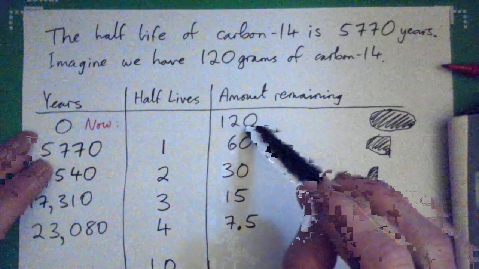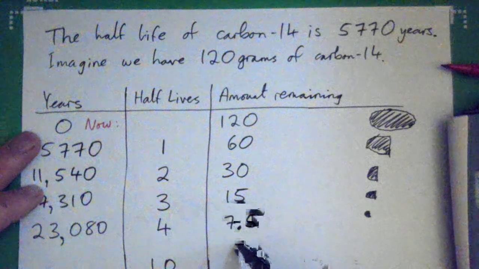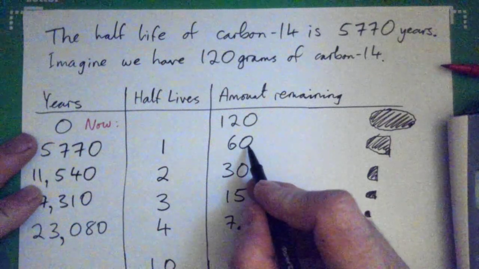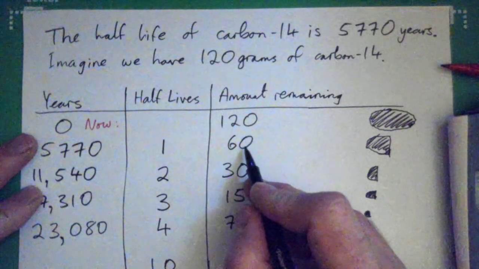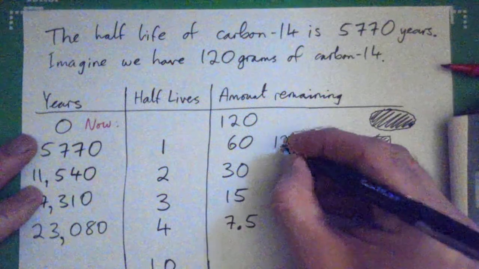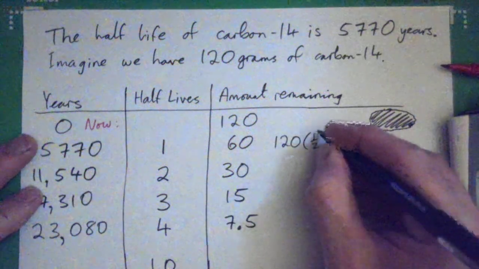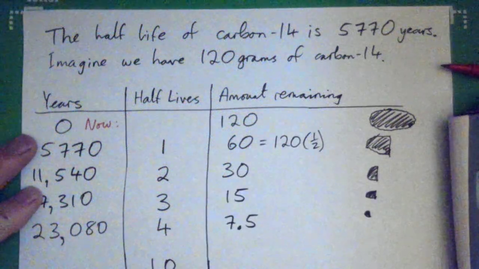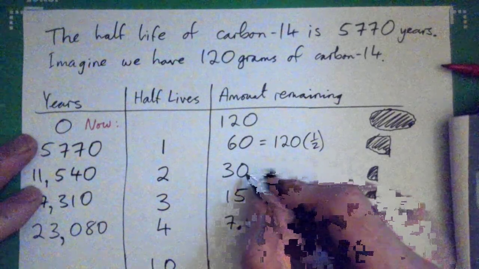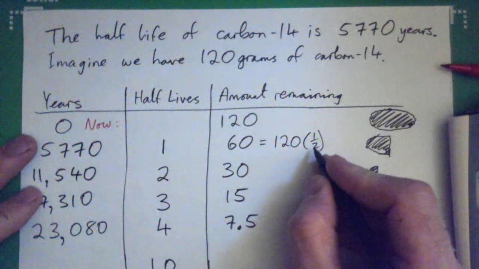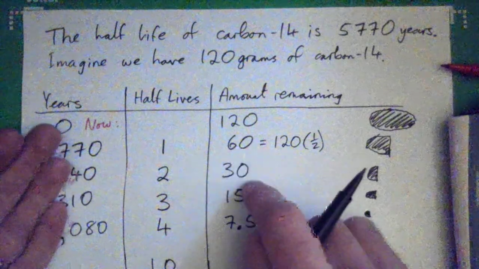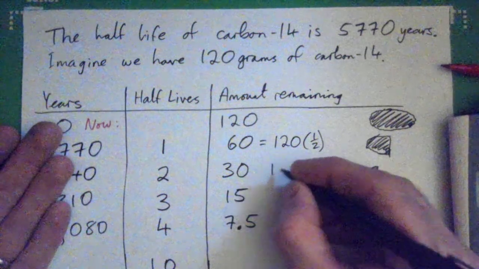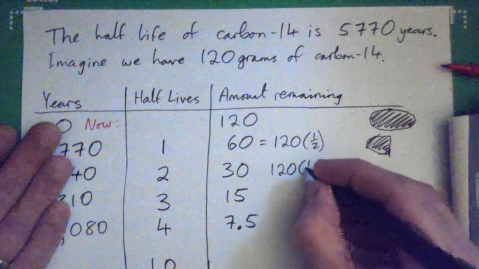Because this number keeps getting halved each time, right? So like to get from 120 to 60, we multiplied by a half, right? So we went 120 times a half, and that gave us 60, right? That makes sense? Right? Now to get to 30, we multiplied by a half again. So we did 60 divided by 2 and we got 30, right? But the other way is, what if we did 120 times a half? What's 120 times a half?